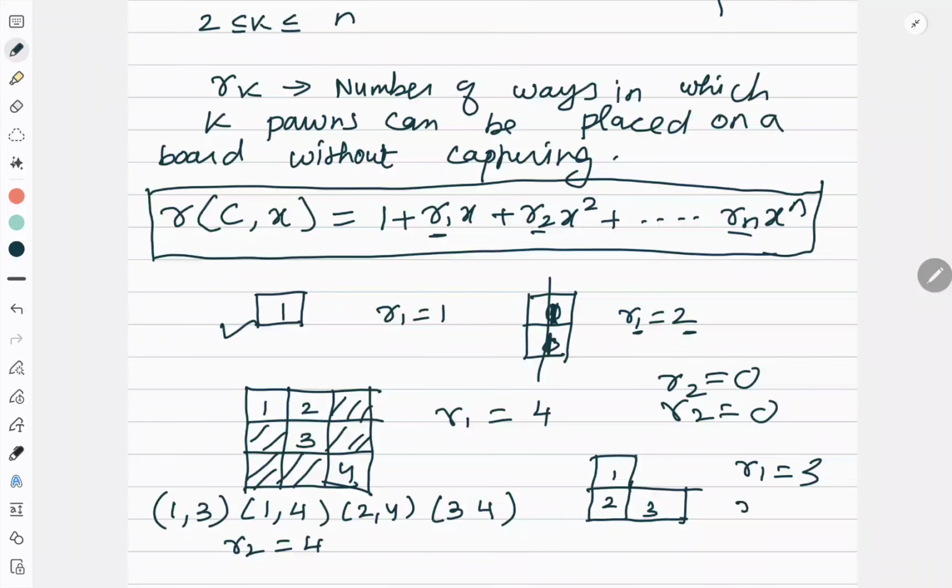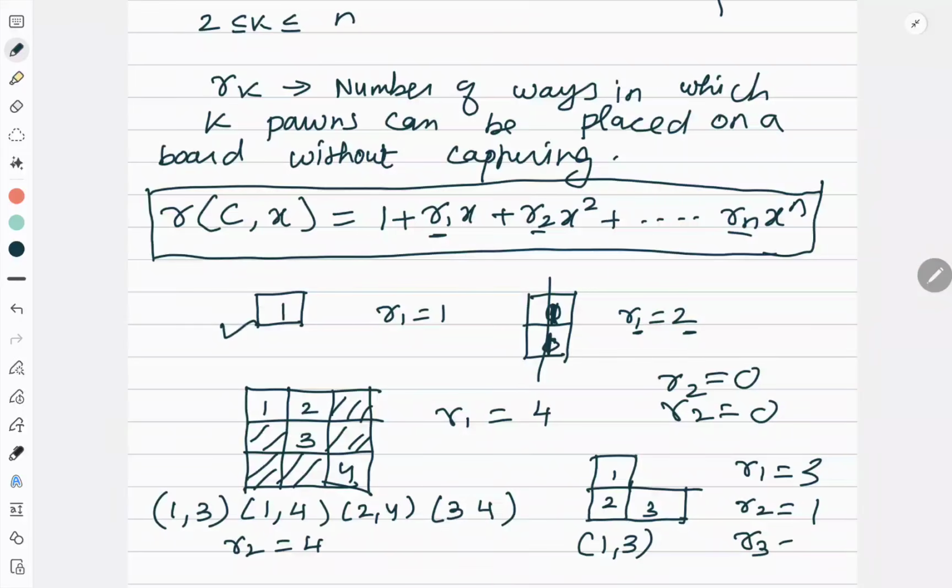Now if you want to find out R2. R2 means, 1, can I place with 2? No, I can't place. 1, can I place with 3? Yes, I can place. So 1 and 3 can be placed together. 2 and 3 cannot be placed. 3 cannot be placed with anyone. So R2 is 1.